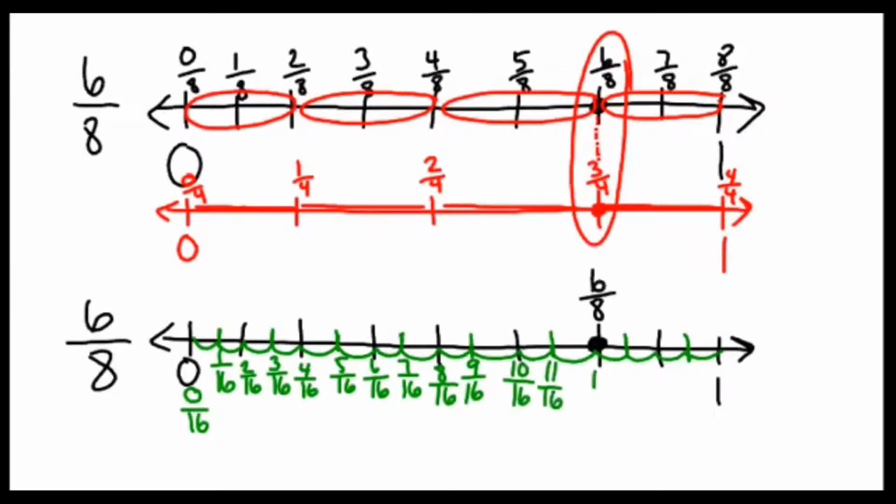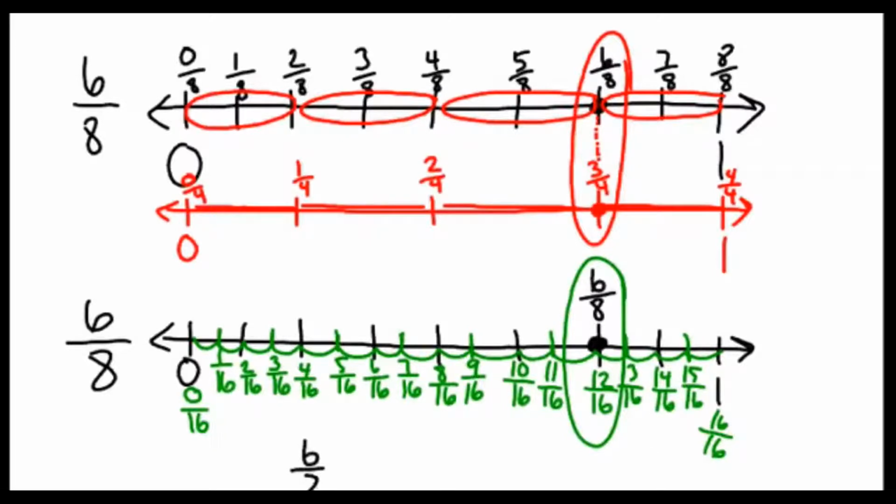11, 12, 13, 14, 15, 16 out of 16. Now, 6 out of 8 is equivalent to 12 out of 16. Now we have two fractions that are equivalent to 6 out of 8.